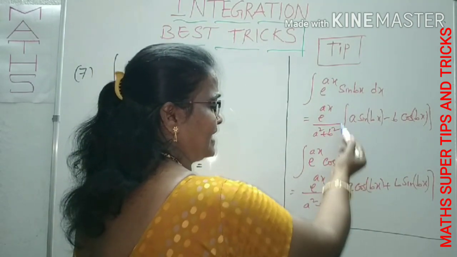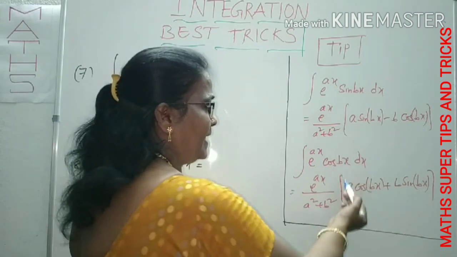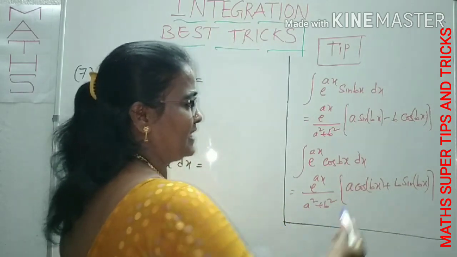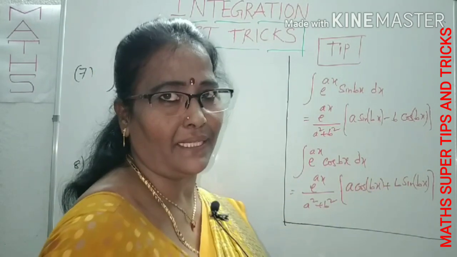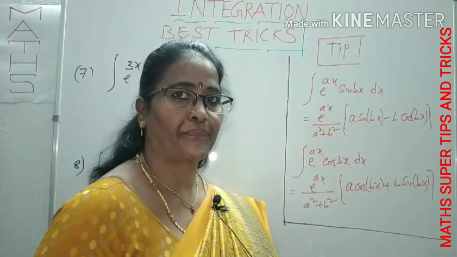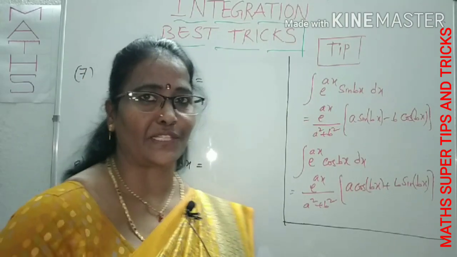What is the difference between here and here? e^x/(a² + b²) is as it is. And here, instead of minus you use a plus, but cos comes first, then sin: a cos bx + b sin bx. That is the only simple tip for e^x sin bx as well as e^x cos bx.